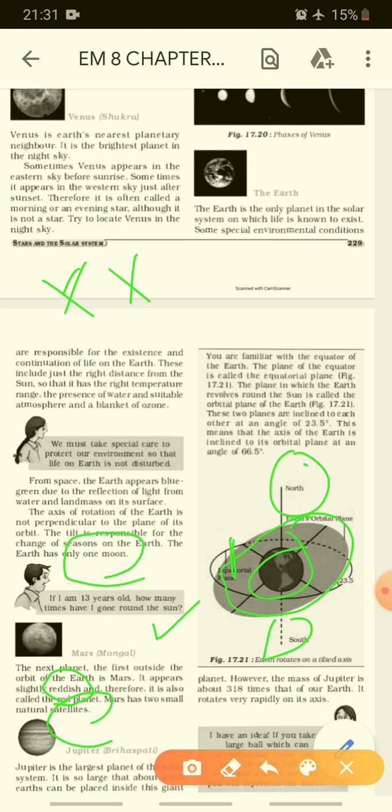See, the plane in which the earth revolves around the sun is called the orbital plane of the earth. These two planes are inclined to each other at an angle of 23.5 degrees. This means that the axis of the earth is inclined to its orbital plane at an angle of 65 degrees. So it is showing how it is inclined, not perpendicular.